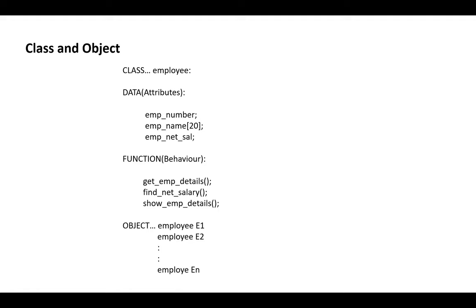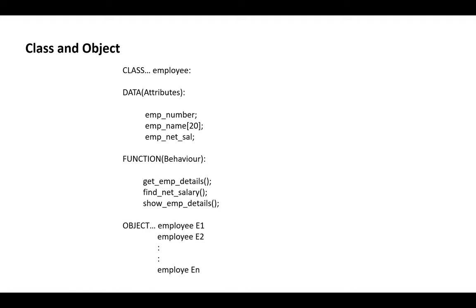For example, consider an organization which has different employees, and each employee has his or her own attributes or behavior. Say, when it comes to attributes or data, it can be employee number, employee name, employee net salary, etc. And also the functions or behavior. Each employee can have different behavior, but to name a few, getting or finding the net salary or getting the employee details, so these can be a few of the functionalities, but of course there can be a lot of other functionalities or behaviors that an employee can have.